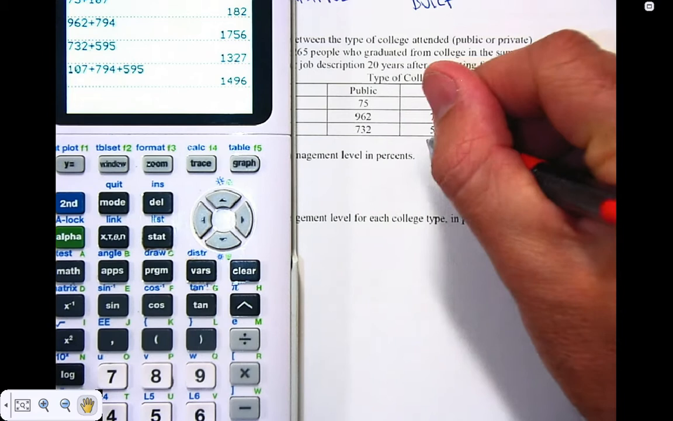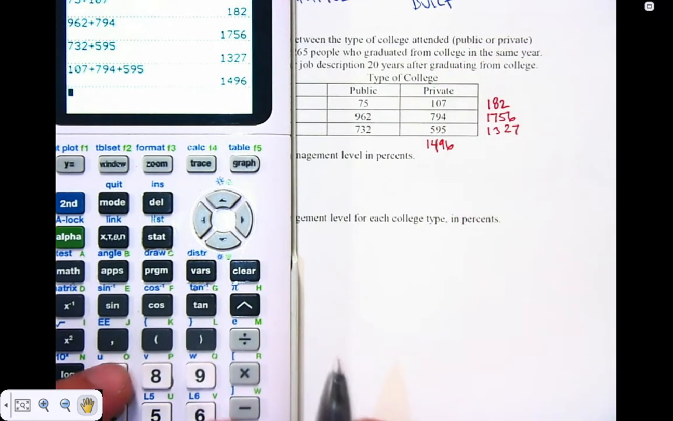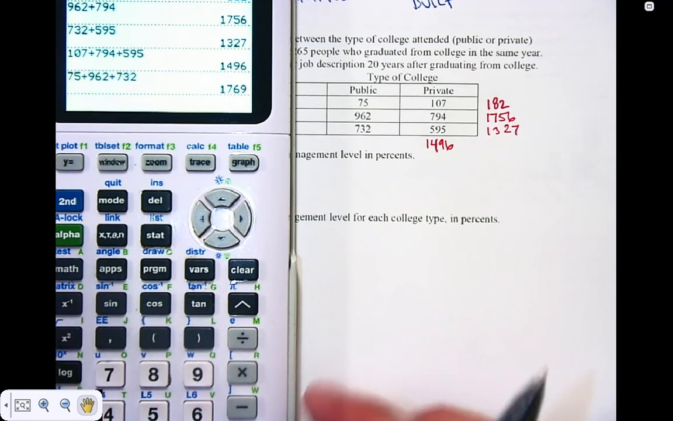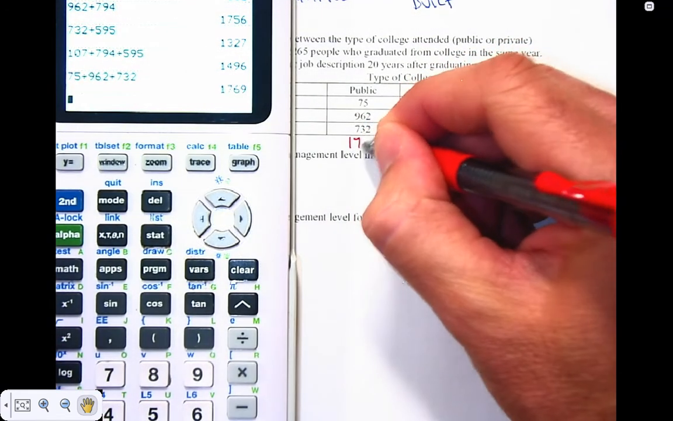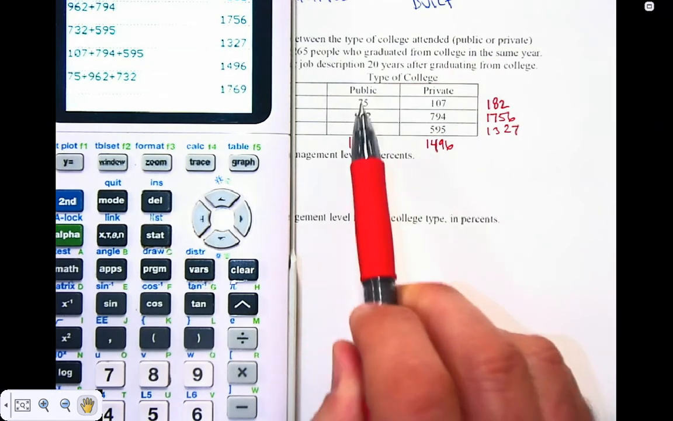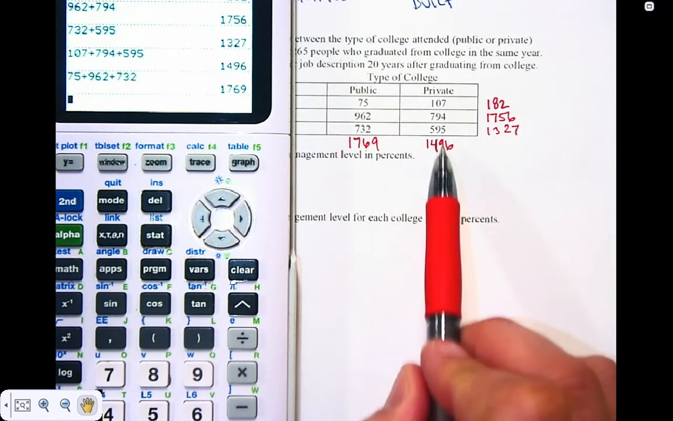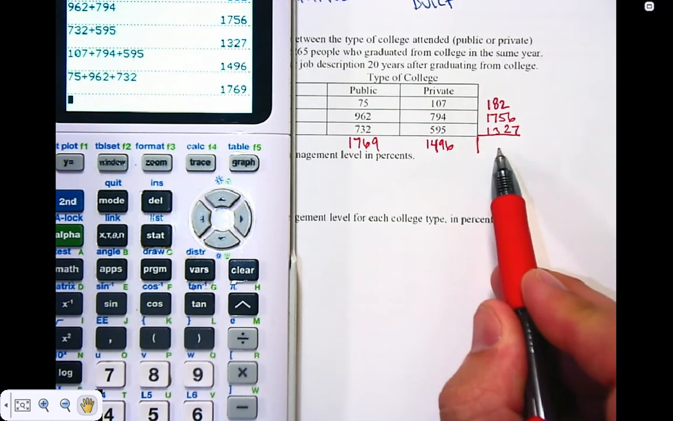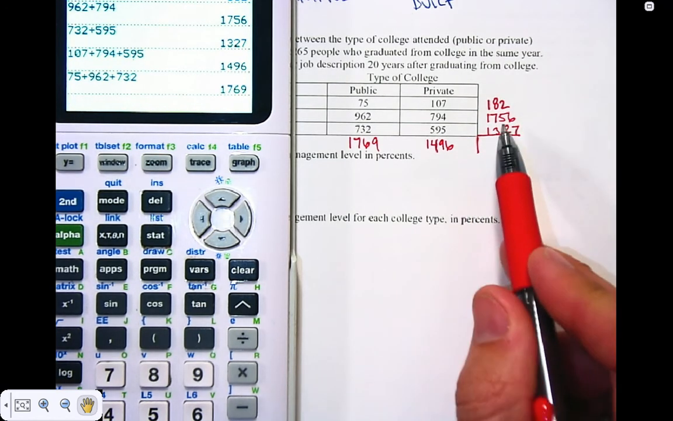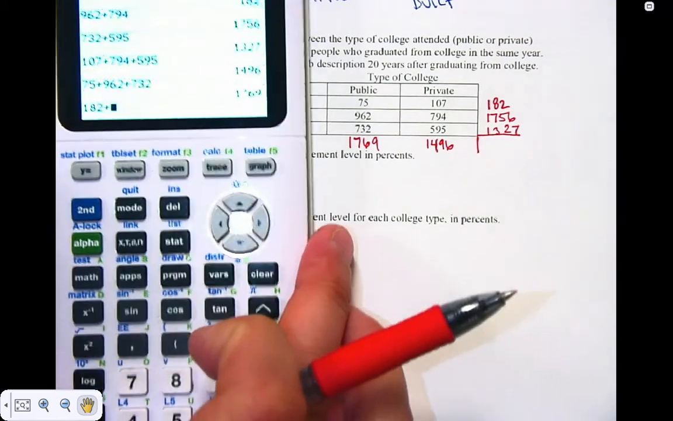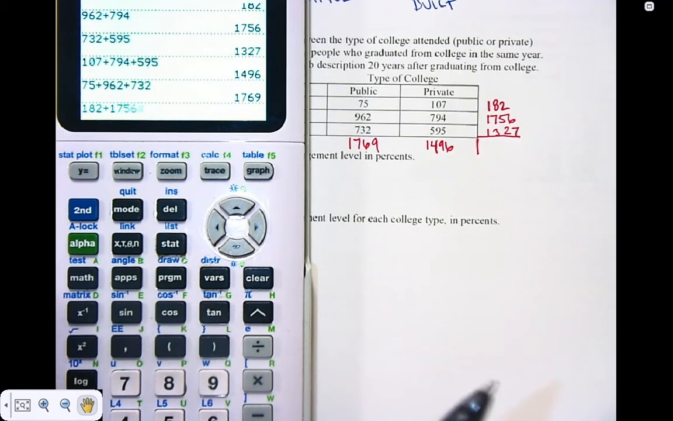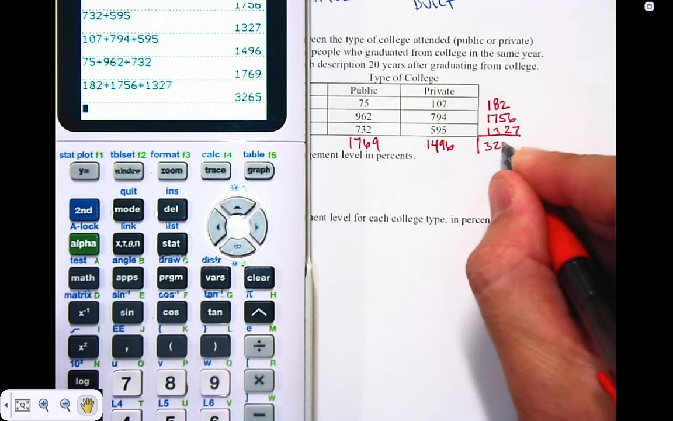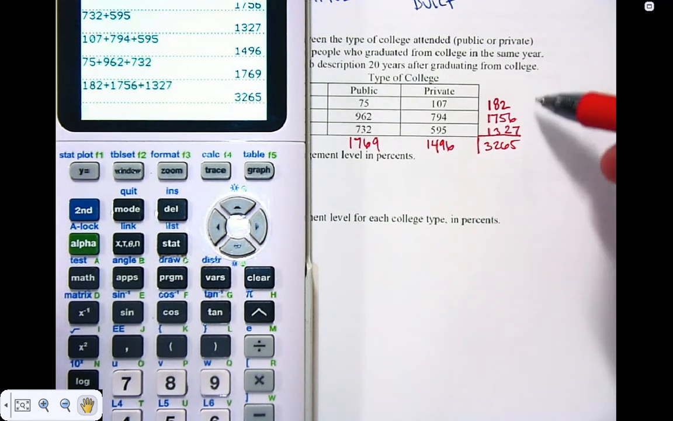This total is going to be 1,496. And the final one would be 1,769. What you have here are column totals, but down here in this corner, remember from the notes, this is a table total. If you add up all three of these, 182 and 1756 and 1327, you'll get your table total of 3,265.